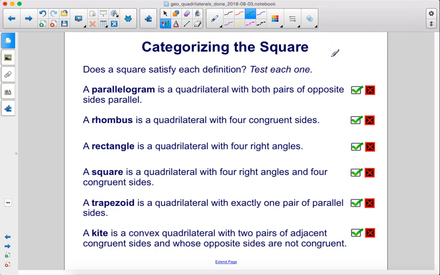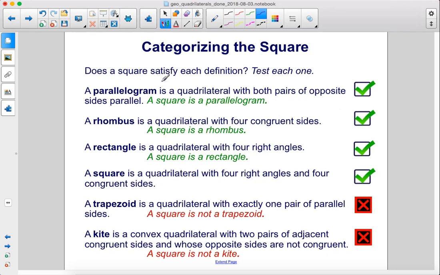Categorizing the square. Does a square satisfy each definition? Let's test each one. A parallelogram is a quadrilateral with both pairs of opposite sides parallel. A square is a parallelogram since both pairs of opposite sides are parallel.